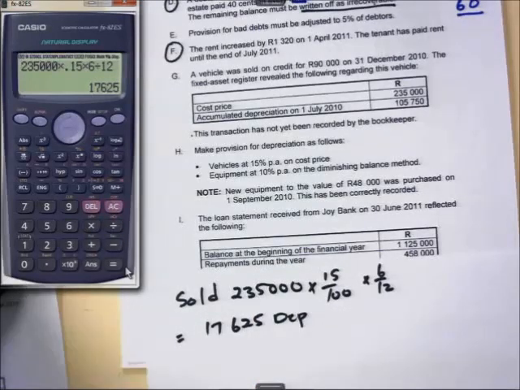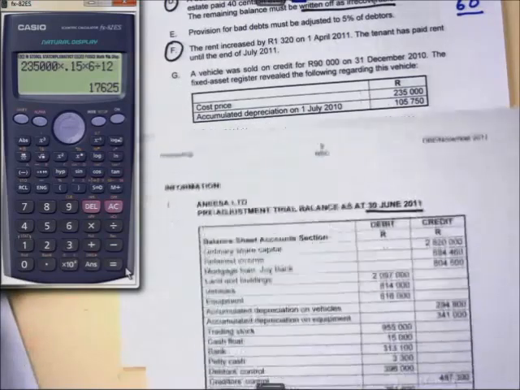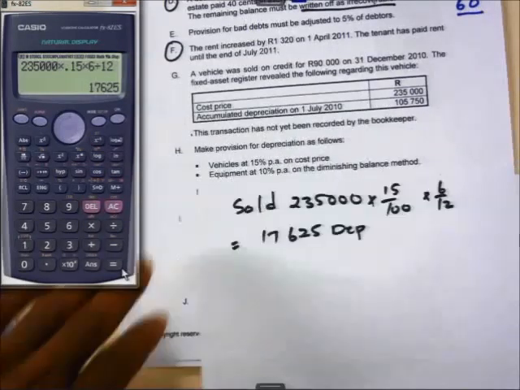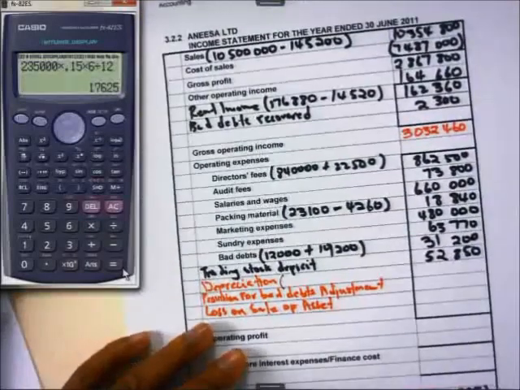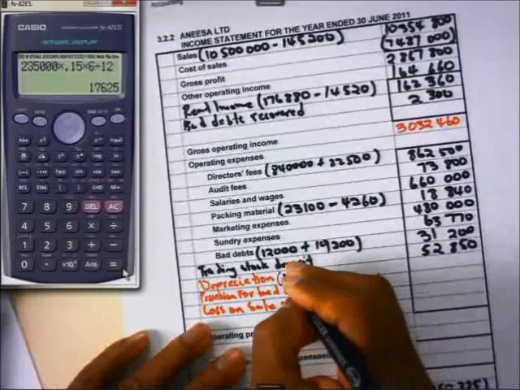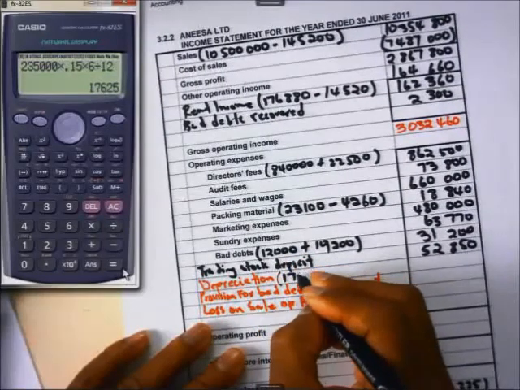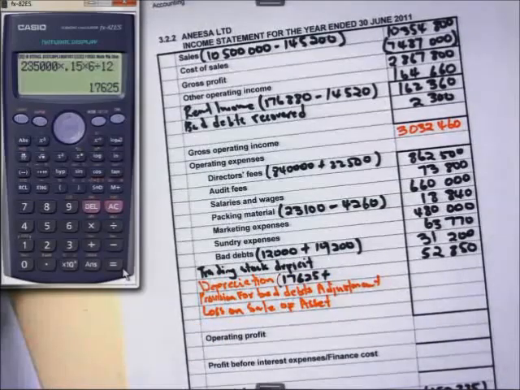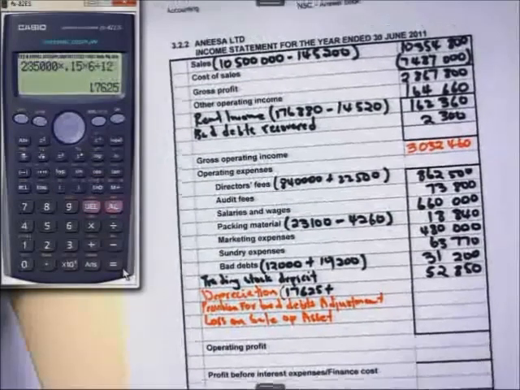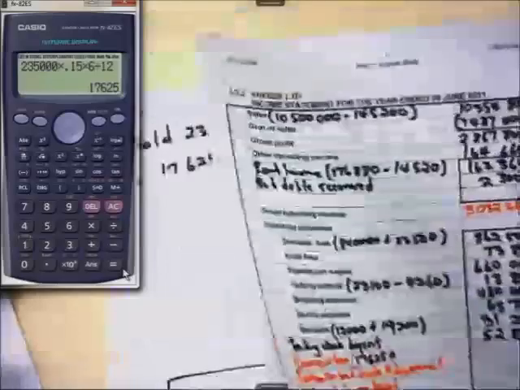So when we record, we'll simply check our answer sheet there. For depreciation, we have 17,625 plus the unsold ones. So this is only the depreciation of the old sold asset, the asset that was sold.